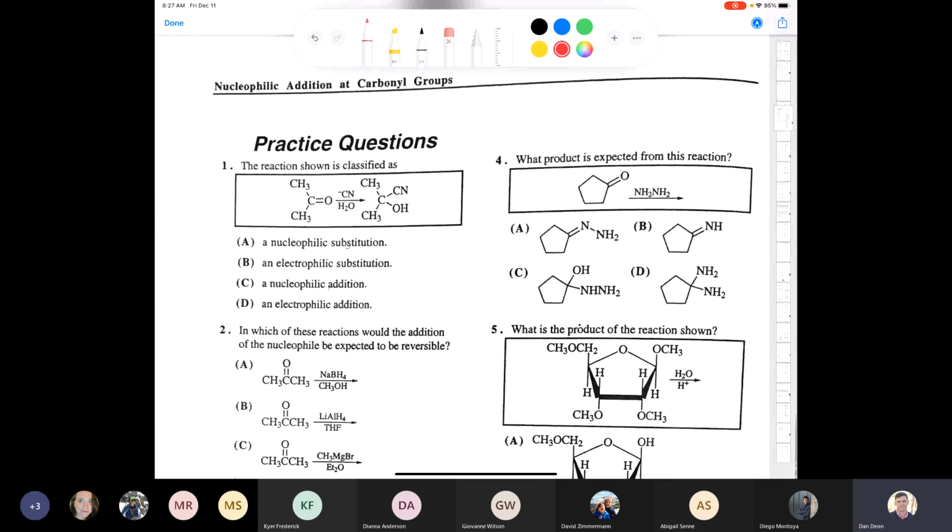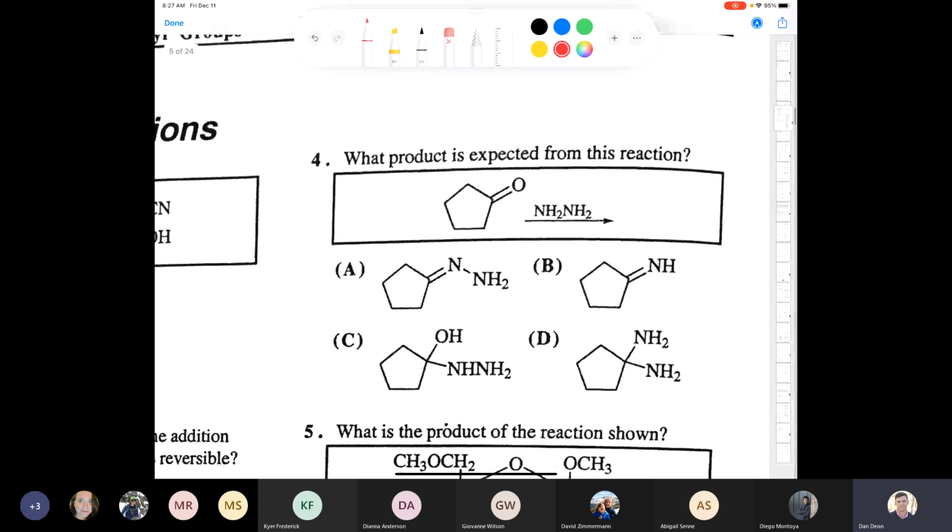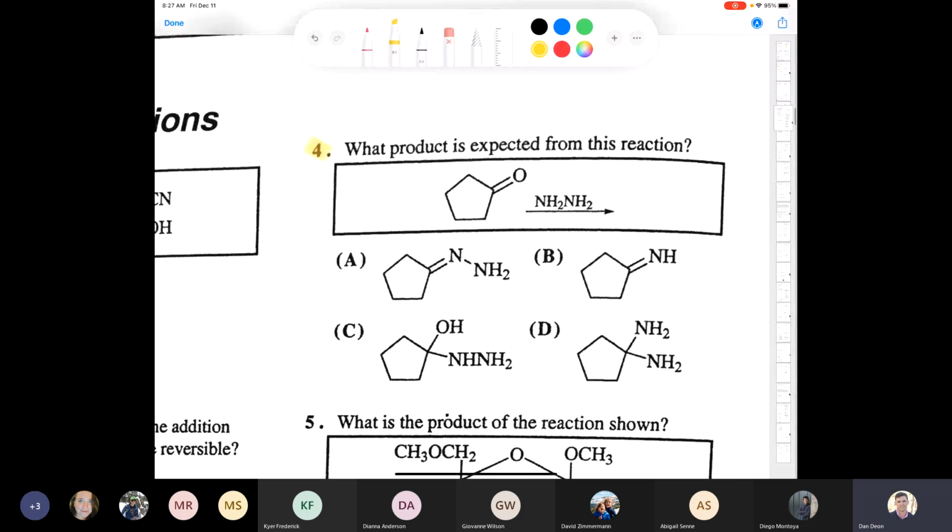Nucleophilic addition at carbonyl groups. So the first question I had chosen was number 4. Okay, let me get it stabilized here. Question number 4, what's the expected product from this reaction? I'll give you a second to look at this one. If anybody's got an answer, just throw it at me, and I'm happy to take a look. Does anybody have any idea about this one?